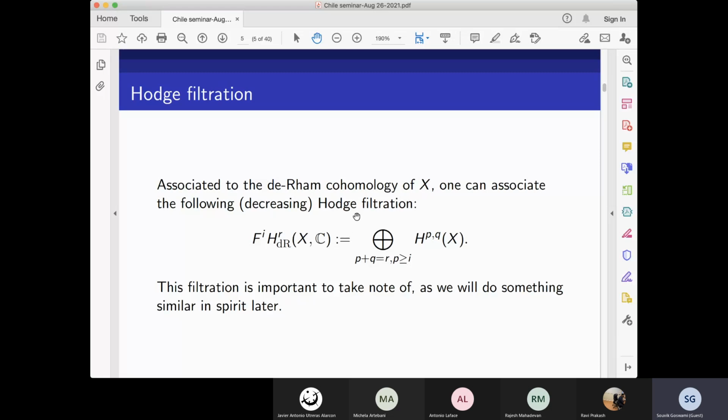So we define a decreasing filtration on the Rth de Rham cohomology of X with this decomposition. So F^i H^r is, we take the (p,q) parts where p is greater than or equal to i. So this defines a decreasing filtration. We call it the Hodge filtration.